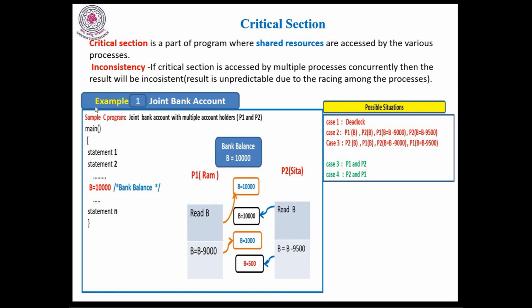Look at this picture. This is example 1 for understanding the critical section problem, that is a joint bank account. The C program consists of a set of statements. Some of the statements are common statements, a common tool for accessing by different account holders. So this is a part of the program. Let us see what it is saying. A critical section is a part of a program where shared resources are accessed by the various processes.